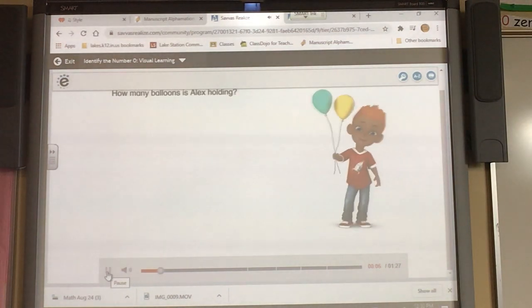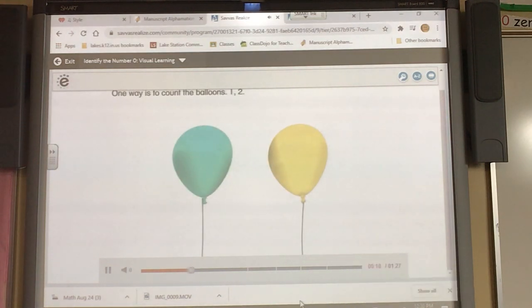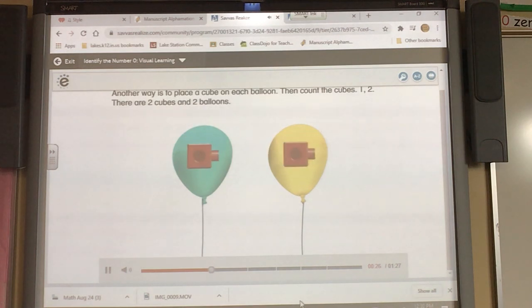How many balloons is Alex holding? He is holding 2 balloons. How do you know? One way is to count the balloons. 1, 2. Another way is to place a cube on each balloon. Then count the cubes. 1, 2. There are 2 cubes and 2 balloons.